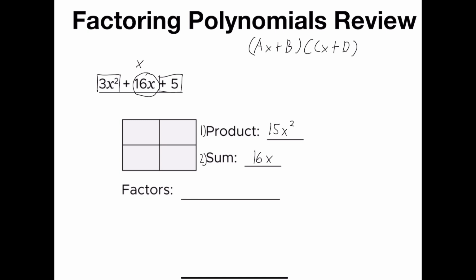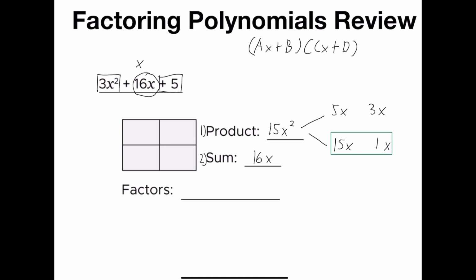So now let's list out the factors of 15. We have possible options of 5x and 3x. That would give us 15x squared. And another option of 15x and 1x, right? Any number times 1 gives you that same number. And we want to find the two that sum up to 16x. And these two are our answers.